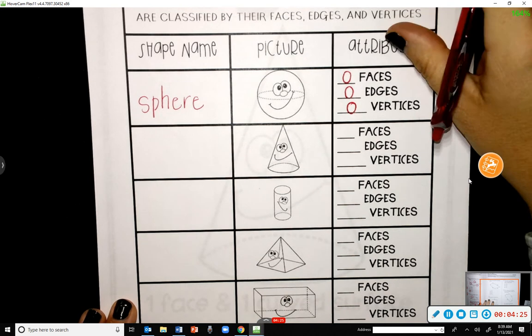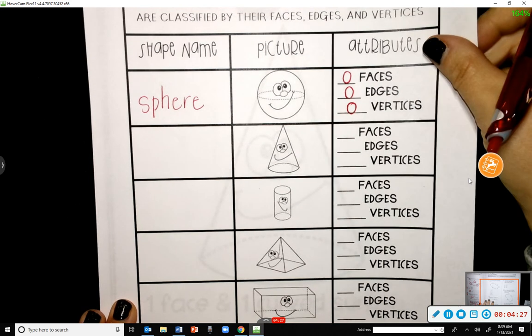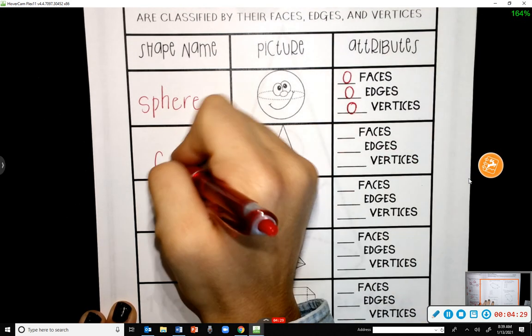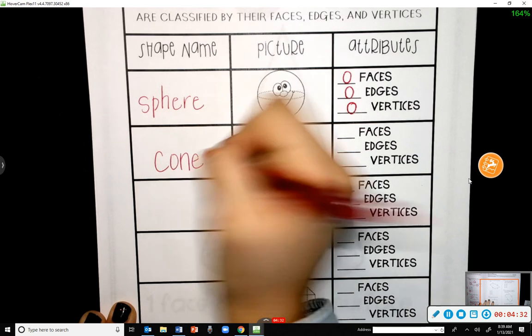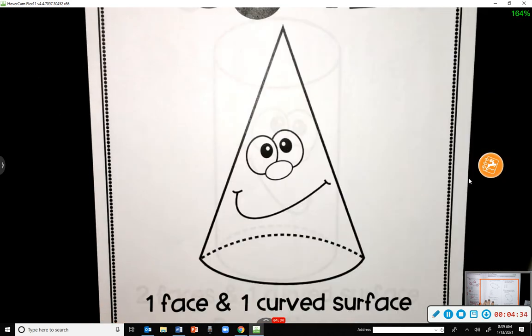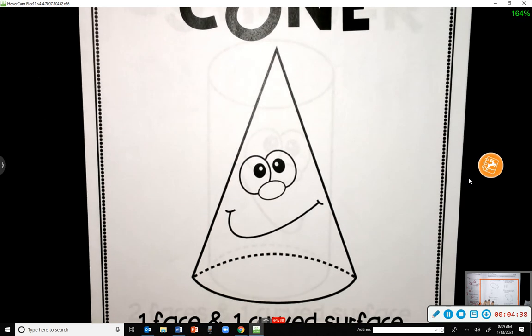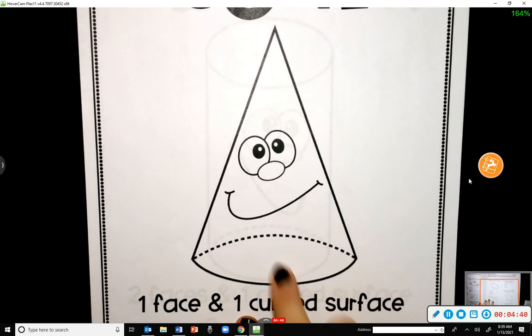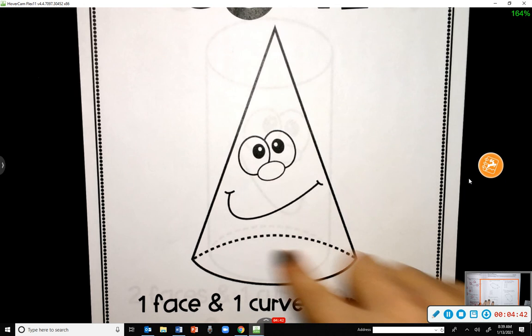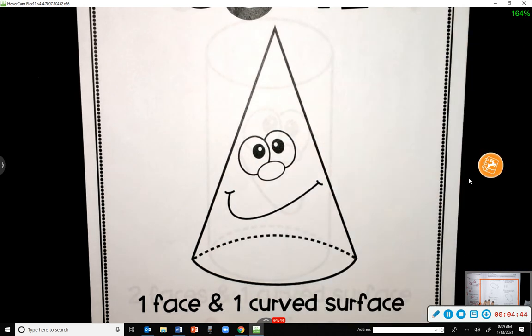Okay, next is the cone. Faces. How many faces do you think you see on this cone? 1. 1. Good. Okay, so it has 1 face, which is the bottom, and 1 curved surface, which is what wraps around that cone. Okay?